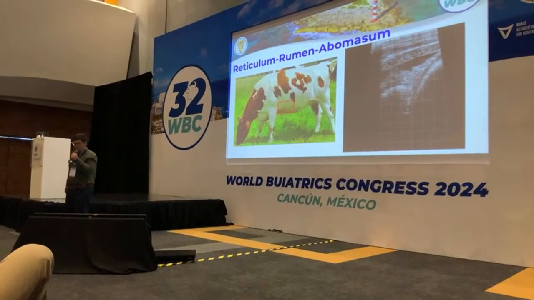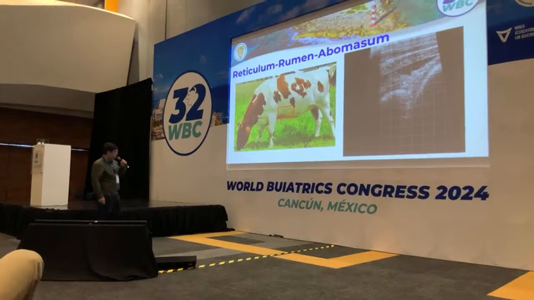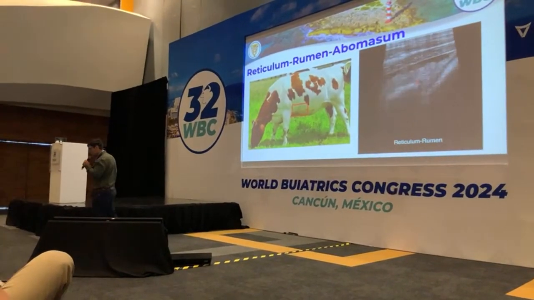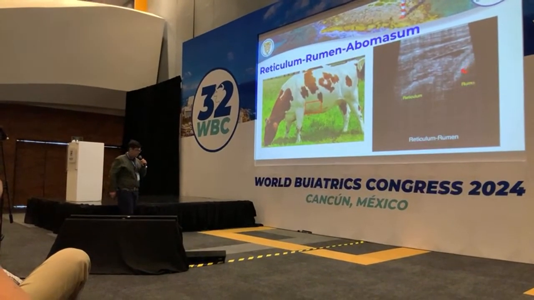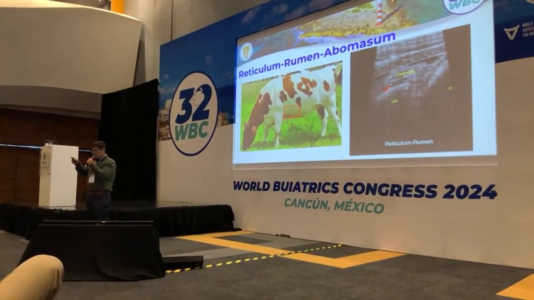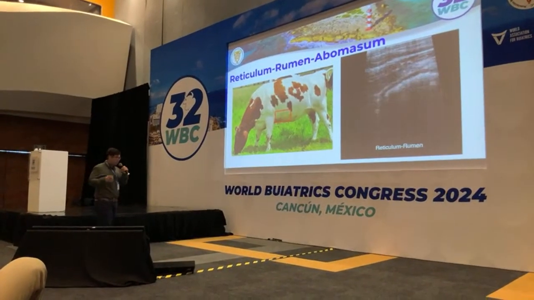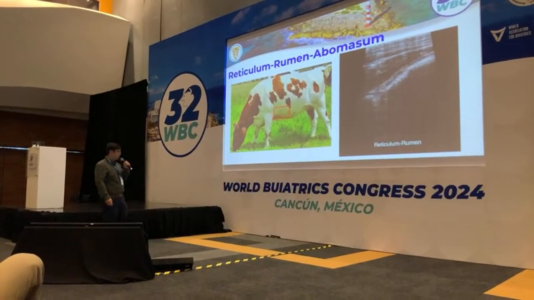The second region that is very important is the reticulum, rumen, abomasum region. 30% of the time when you scan this place, you are going to see the reticulum-rumen junction. The other times you are going to see the abomasum with the reticulum or the rumen. You have to stop there and watch for the contractions. That should obviously be biphasic, as you know.